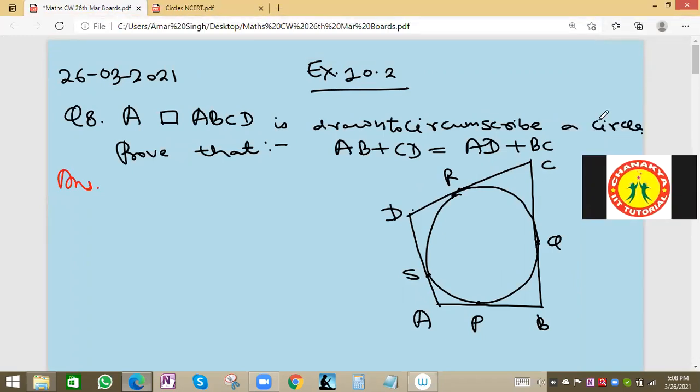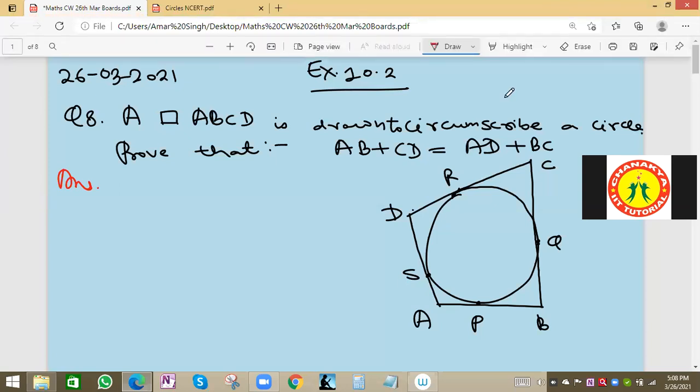ABCD is drawn to circumscribe a circle. Circumscribe means the circle will be inside this quadrilateral, and the quadrilateral will be on the outer side. If it is inscribed, then the quadrilateral will be inside the circle. If it is circumscribed, then this quadrilateral will be outside the circle.